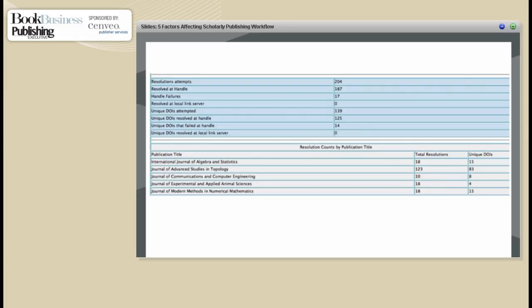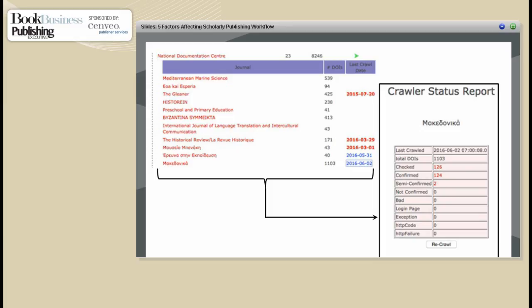For example, here's a report on a journal, and we've gone out and tested some number of those DOIs to see if they were good. In this case, we tested 126 of the 1,103 DOIs in this journal, and 124 of them were confirmed. This is a good report. Some of them aren't so good. They're indicated by the red dates, and that means someone has to take action and figure out what's going on.